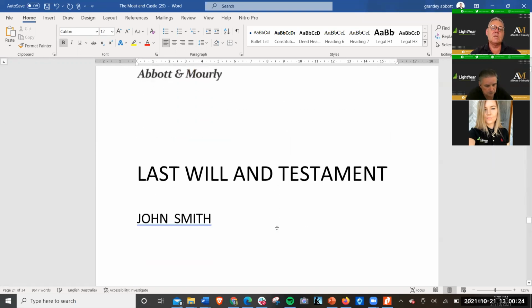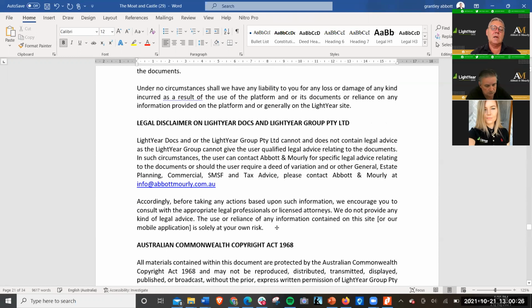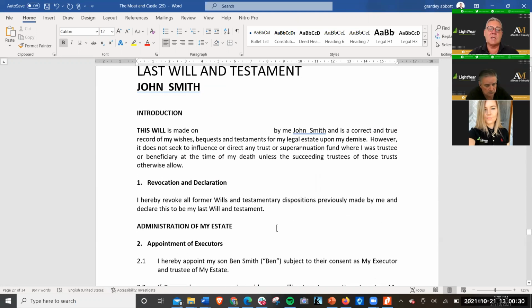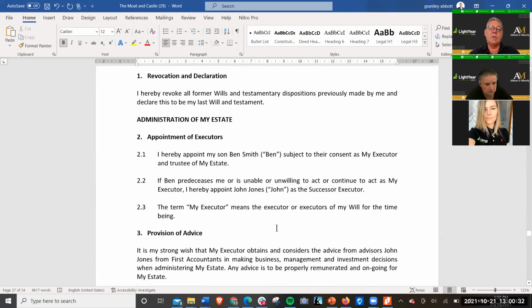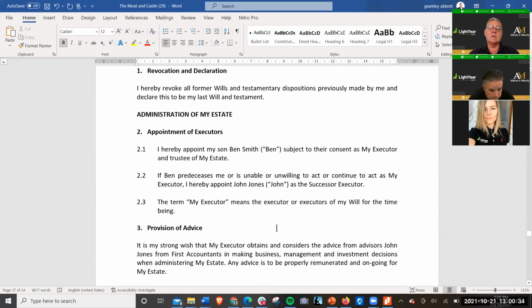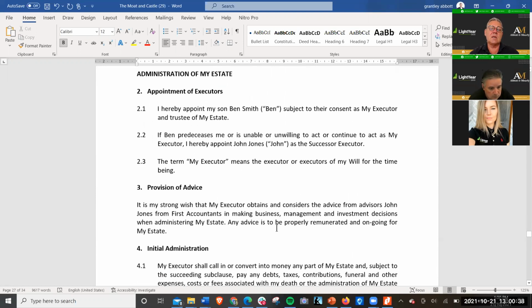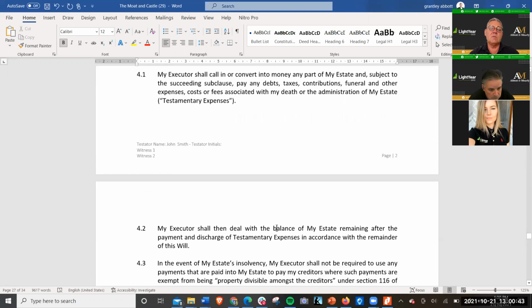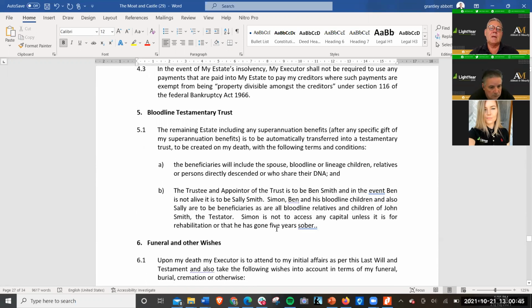From there, we go into the last will and testament. So again, remember, this is the testamentary trust solution. Ben's the executor; if Ben's not around, then John Jones, who's the accountant, is the successor executor. Provision of advice is by John Jones. Obviously, there's the initial administration of the estate. And then we jump straight into a bloodline testamentary trust.